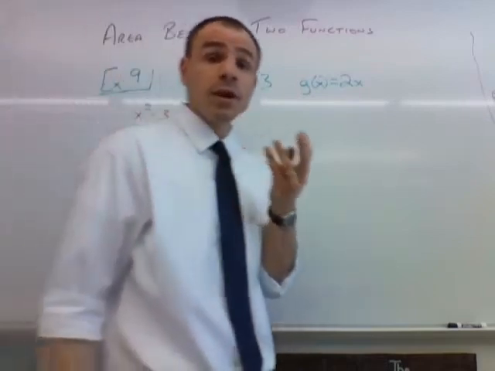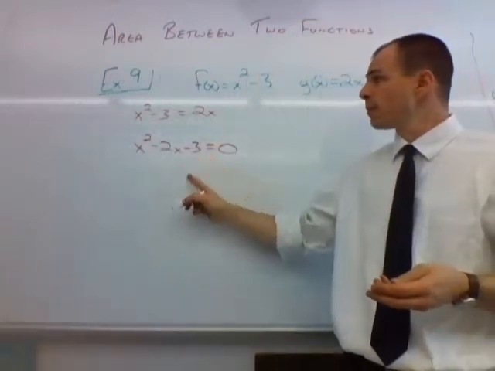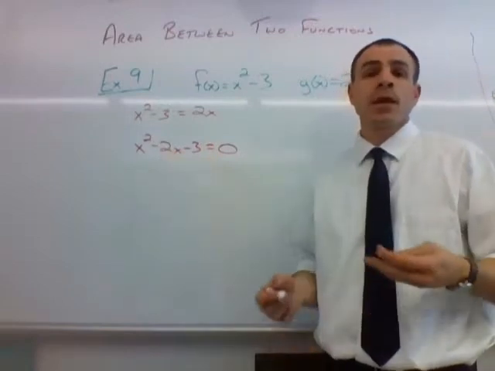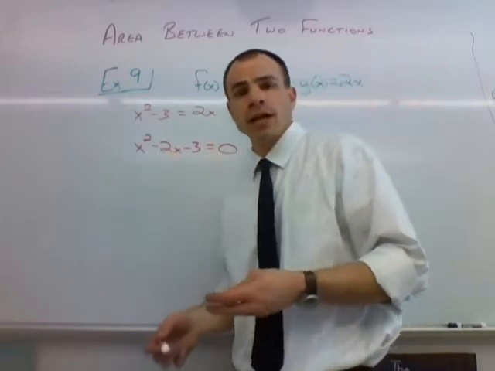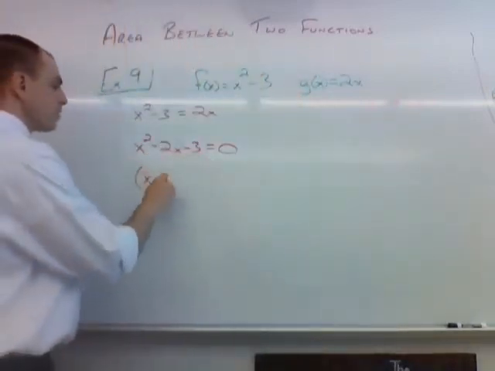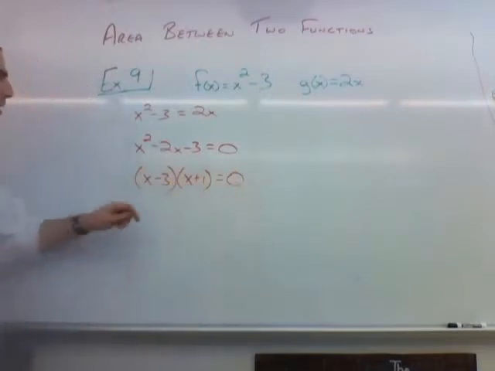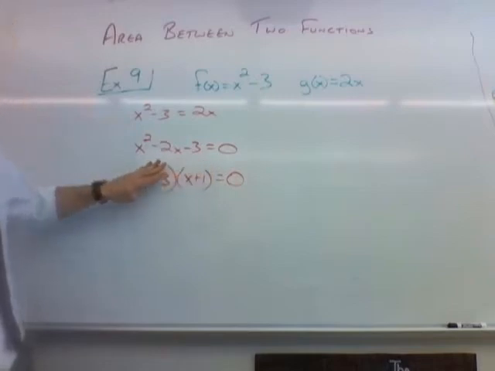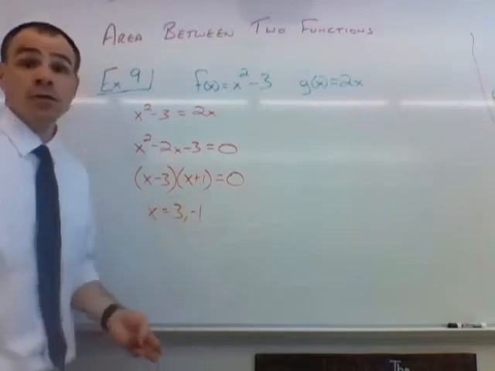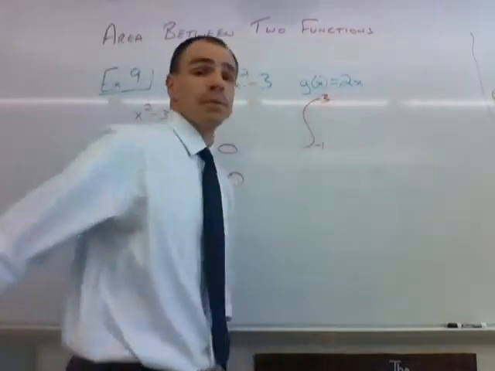Right? Now that we've done that, we can solve this quadratic by looking for two numbers which multiply to negative 3 and add up to negative 2. What would those two values be? It would be negative 3 and positive 1. Negative 3 and 1 would multiply to negative 3 and add up to negative 2. So we have x minus 3 and we have x plus 1. That's equal to 0. All right, cover them up one at a time, and we can clearly see here that x is equal to 3 and negative 1. Those are our bounds. All right, so we know that we have the integral from negative 1 to 3.